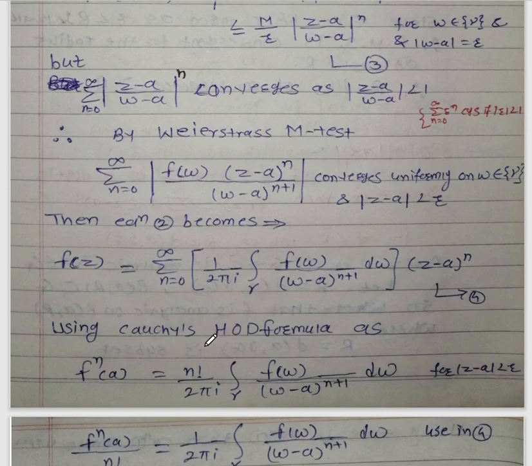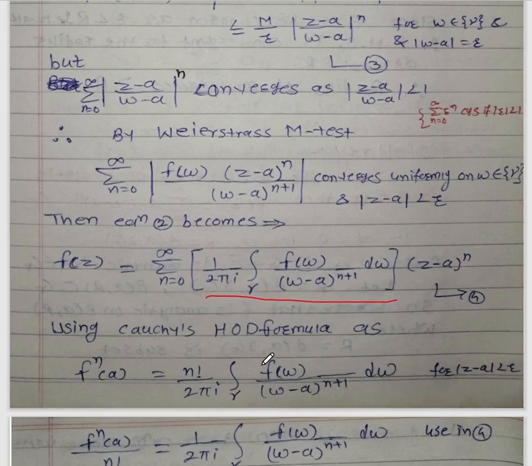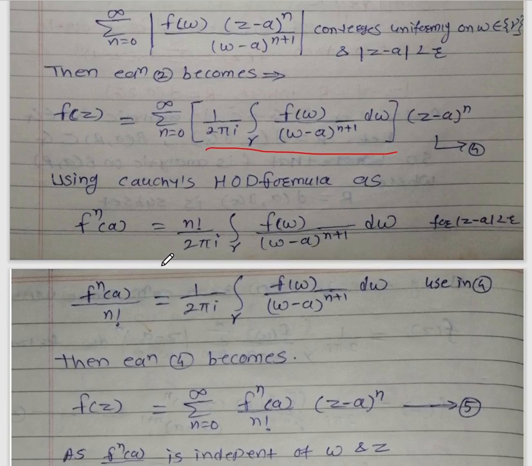So by using Cauchy's higher order derivative formula, f n of a, the higher order derivative, is f n of a equals n factorial upon 2 pi i integral over gamma f of w upon (w minus a) to the power n plus 1 dw, for mod z minus a less than r. So we will put here f n of a upon n factorial, and we can write it in this way.